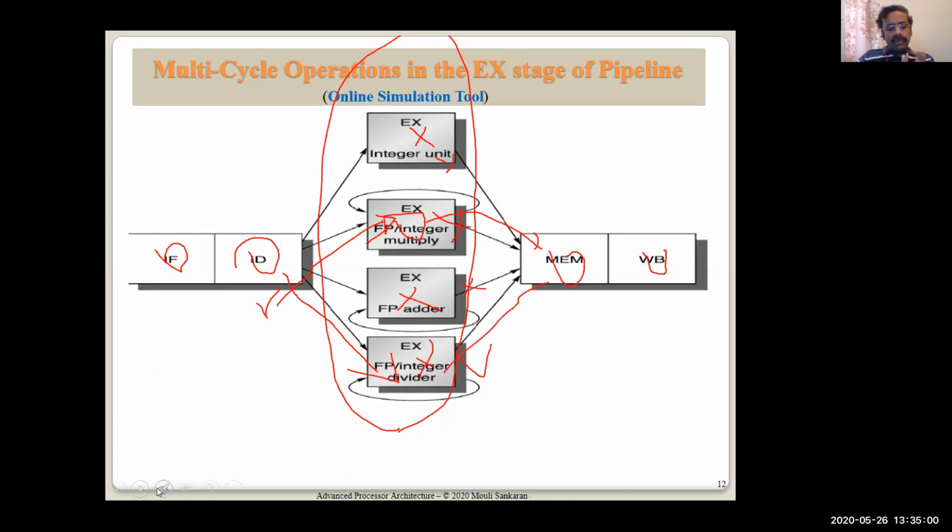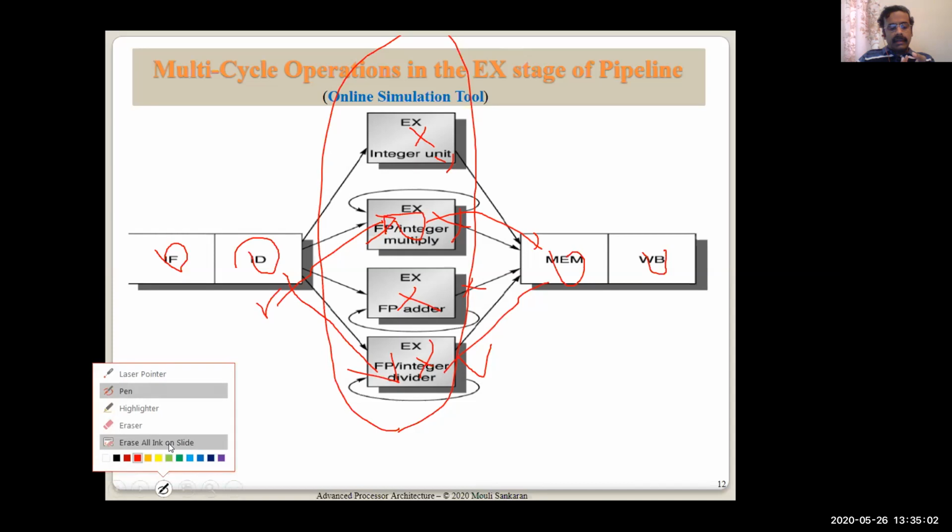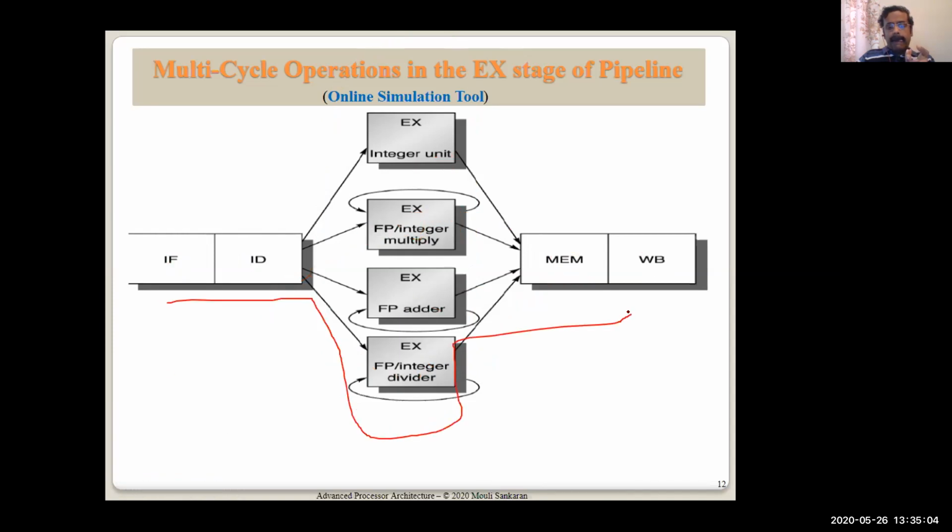So the flow of instruction is a single flow only. Only thing is it may take a different path sometimes. Some instructions may go through this, some may go through this.